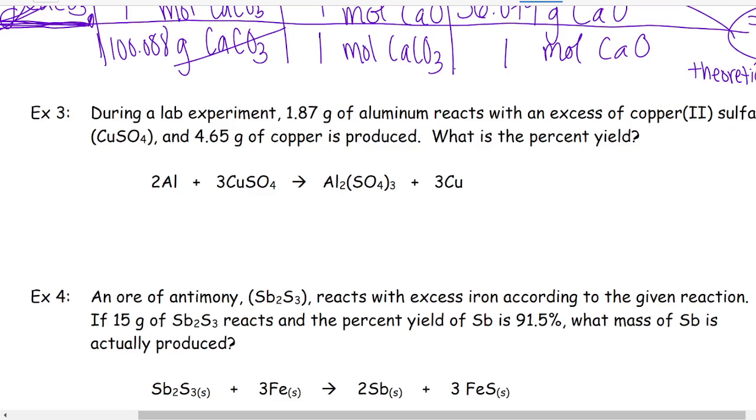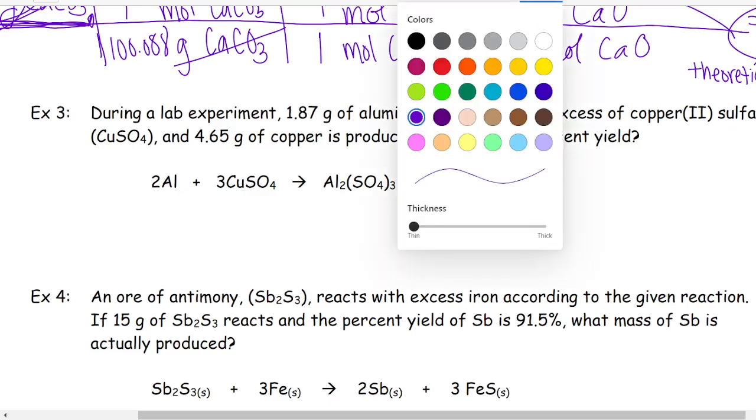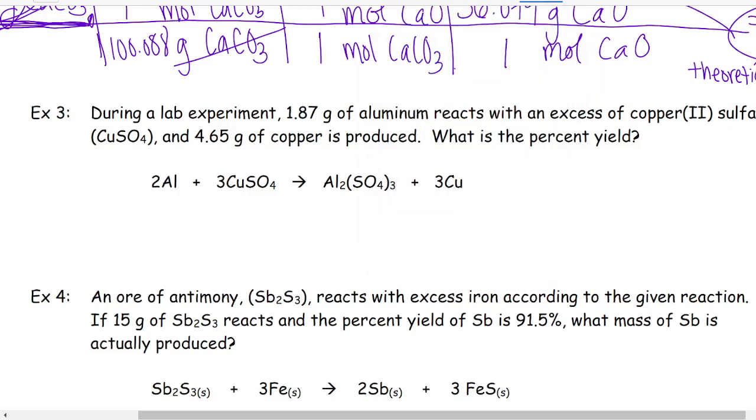During the lab experiment, this much reacts with an excess of that, and 4.65 grams of copper is produced. What is the percent yield? So if you get overwhelmed with word problems, or you lose track, or you can't figure out what you're looking for, I always like to label it on the actual reaction so that I can see what's going on.